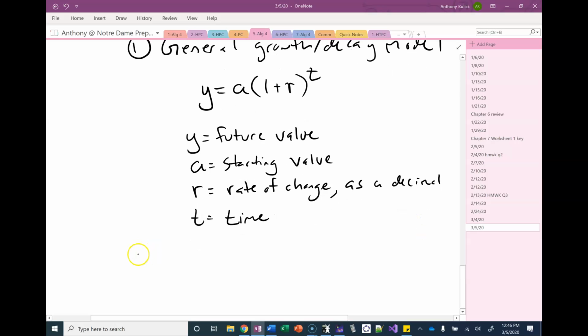The second model is the compound interest model.